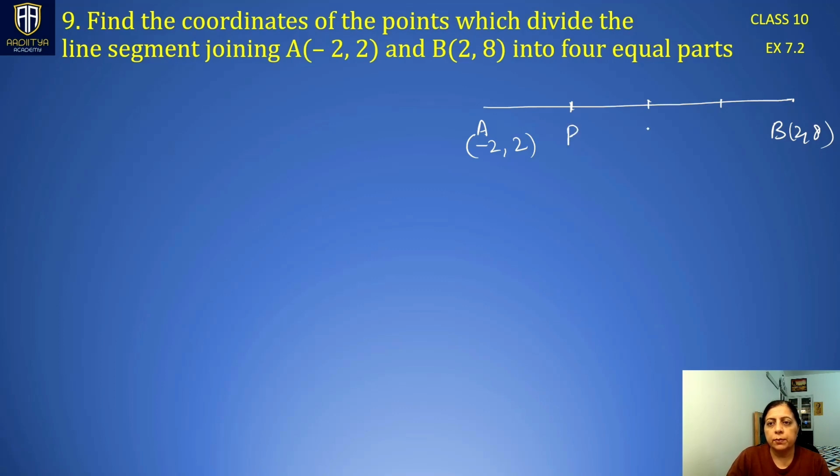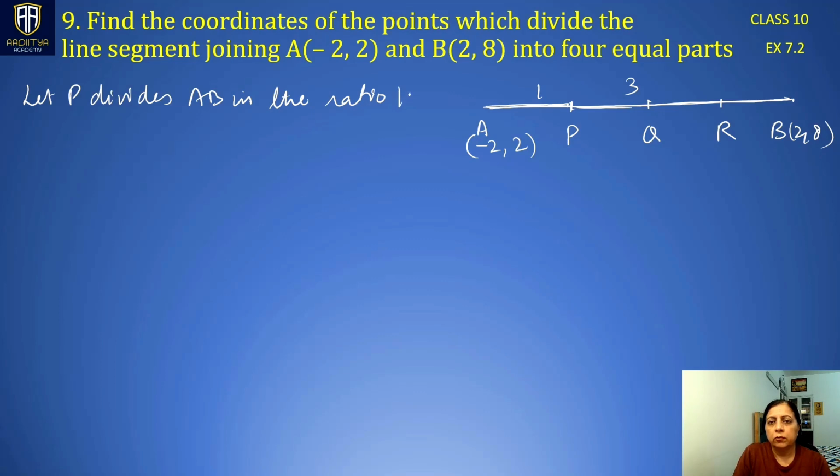So I'm writing here as P, Q and R, right? So let P divide AB. Now you can see that since all these 4 parts are equal, if we consider P, we have one part to the left of P and the rest of the 3 parts on the right of P. So P divides AB in the ratio 1 is to 3. So coordinates of P can be found by using this ratio.